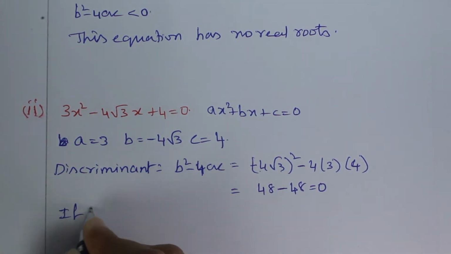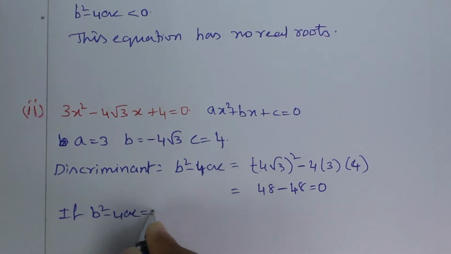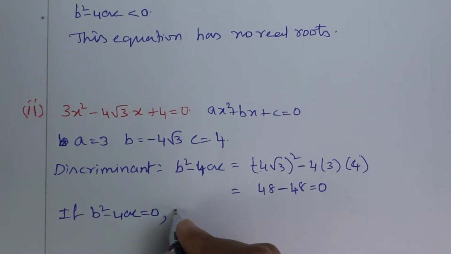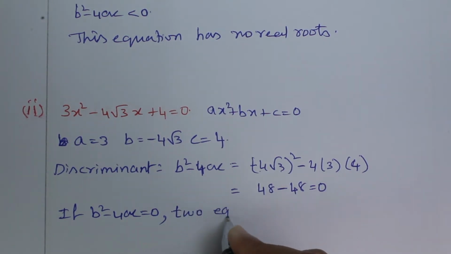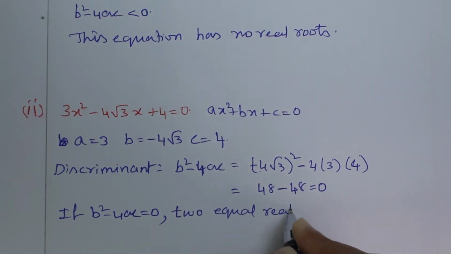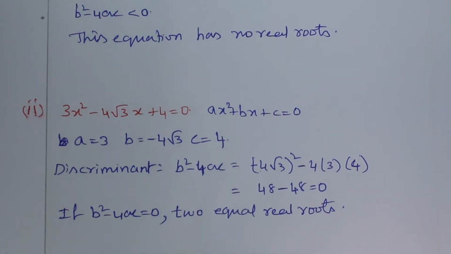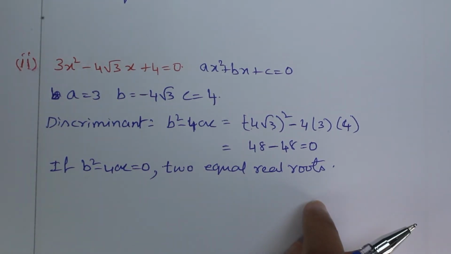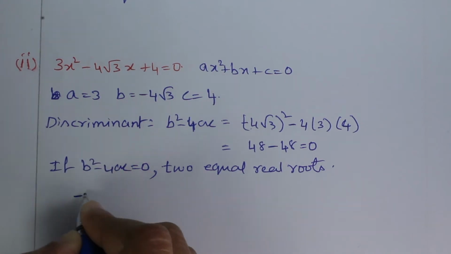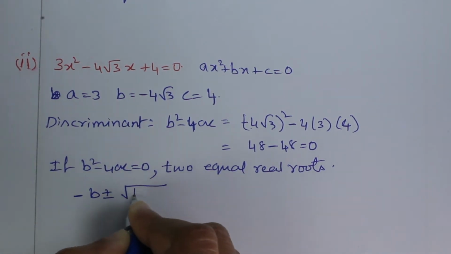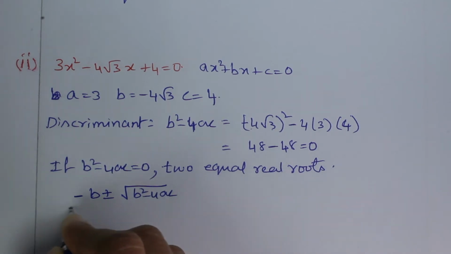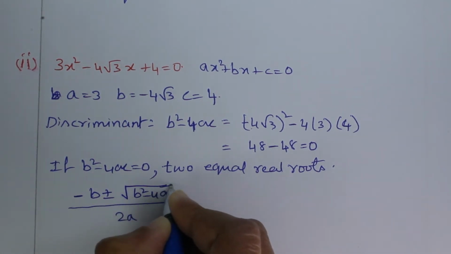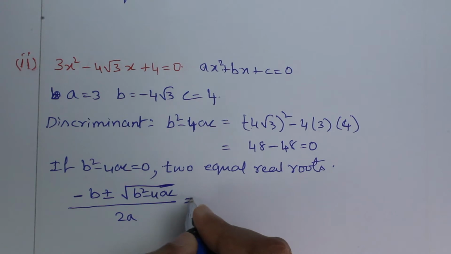If b square minus 4ac is equal to 0, then the equation has two equal real roots. This is the solution. Now let's find out the roots of this equation. So what is the formula for finding the roots of the equation? Minus b plus or minus square root of b square minus 4ac, by 2a. This is the formula for finding out the roots of the equation.